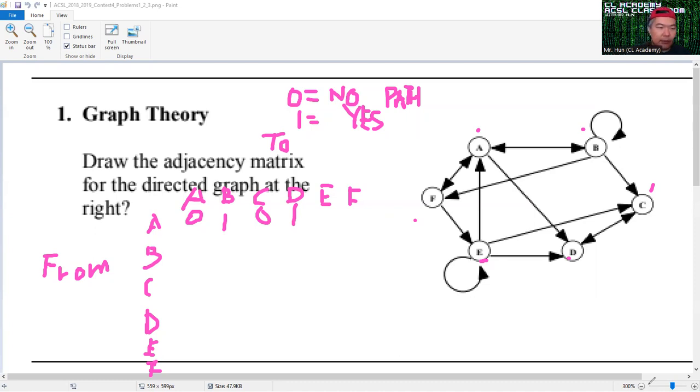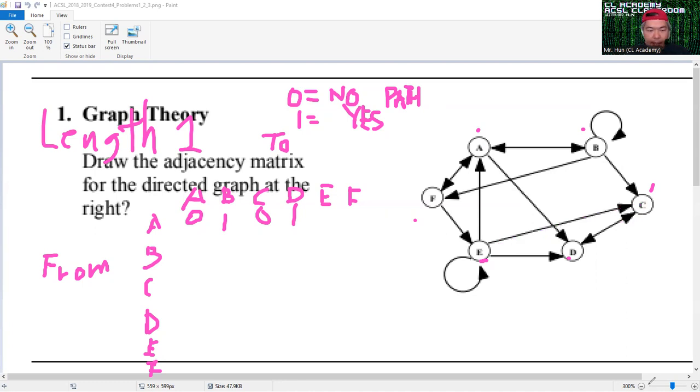Oh, and by the way, the adjacency matrix describes paths where everything has a length of 1. So this would be a length of 1. This is a length of 1. This B to B would be a length of 1. Just keep in mind that each of these is a length of 1.